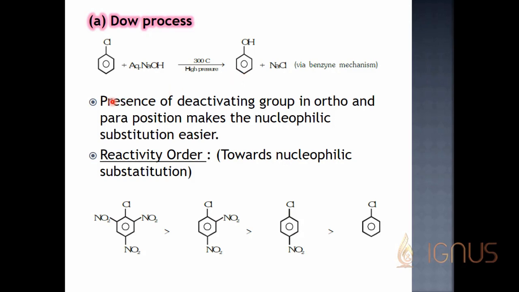And one more point, presence of deactivating group. Deactivating group means electron withdrawing group in ortho and para position makes nucleophilic substitution easier. Here you can see there are 3 electron withdrawing groups, but here 2 and there 1, and there is none in the other. Hence the reactivity order of this trinitro compound is very high because there are 3 electron withdrawing groups. More the electron withdrawing groups, more will be the nucleophilic substitution tendency.